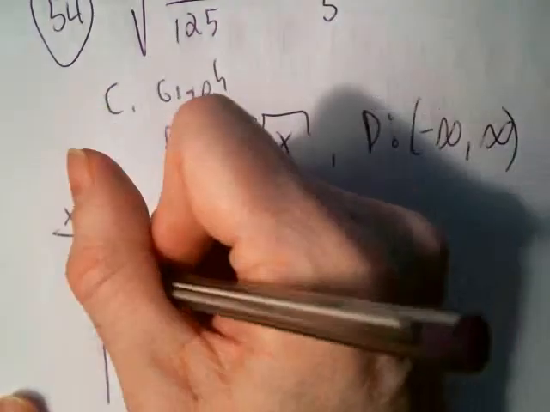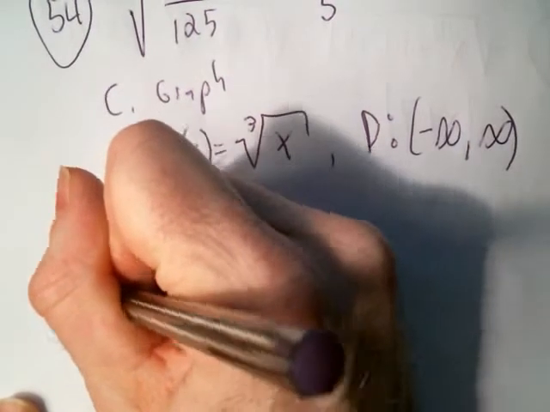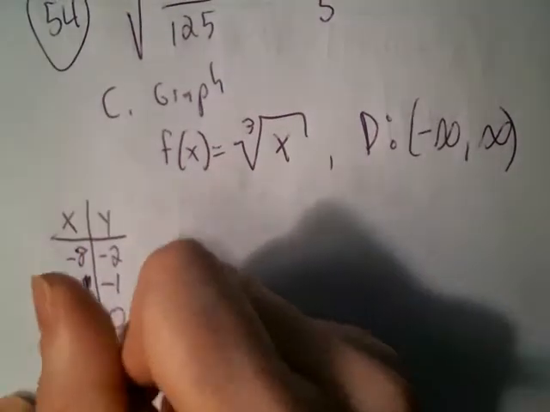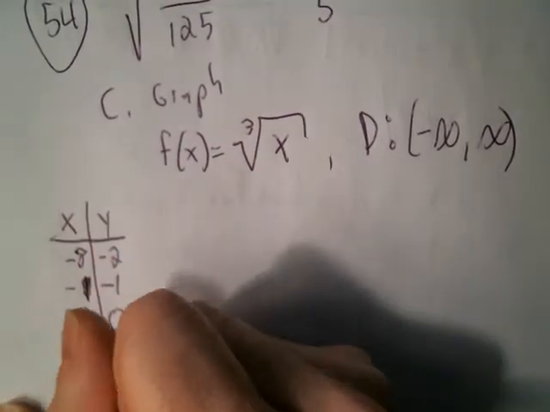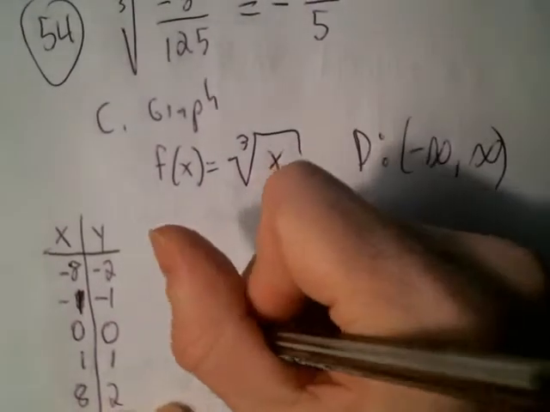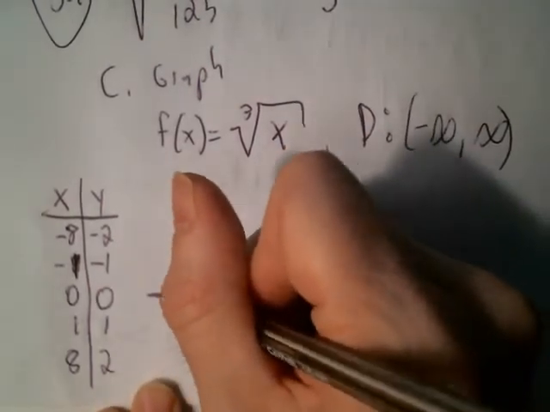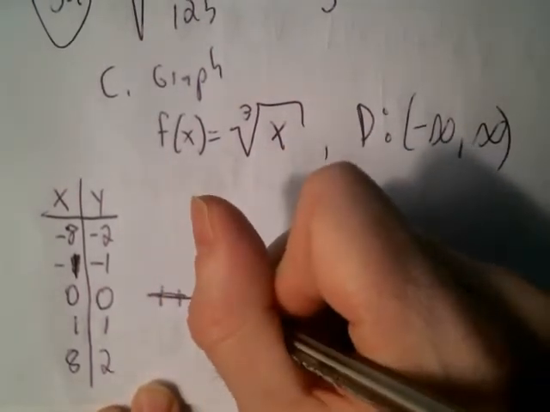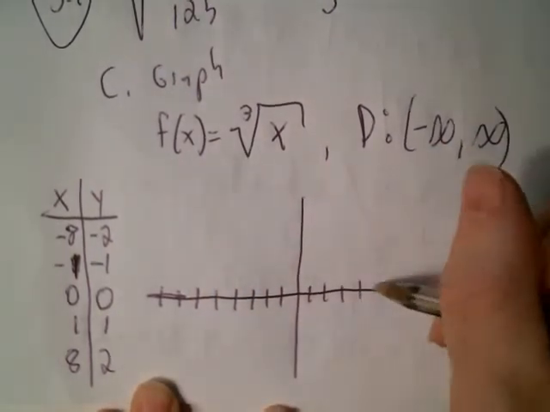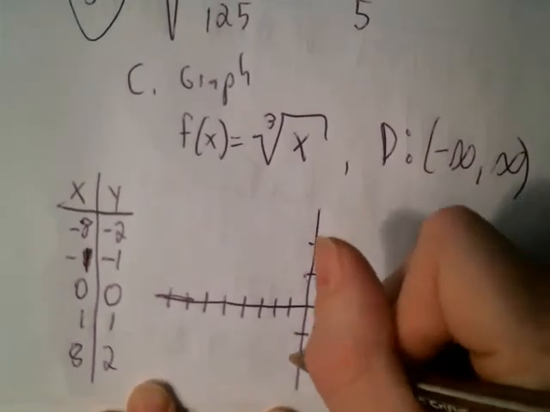Maybe we should have included another one, right? -1, the cube root of that is -1, 0, the cube root of 0 is 0, 1, the cube root of 1 is 1, 8, cube root of 8 is 2. Okay. So we need 8 tick marks on the old X bar there. 1, 2, 3, 4, 5, 6, 7, 8. Then we want to go up to 2 in either direction.